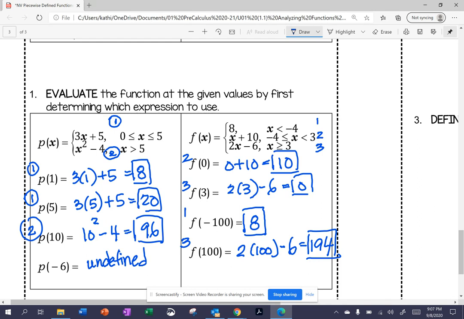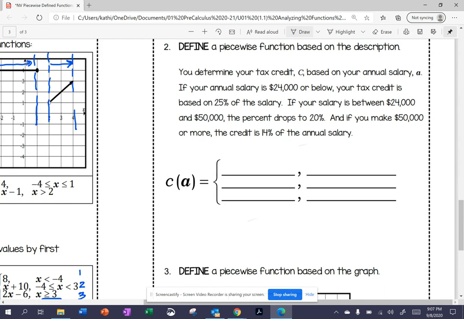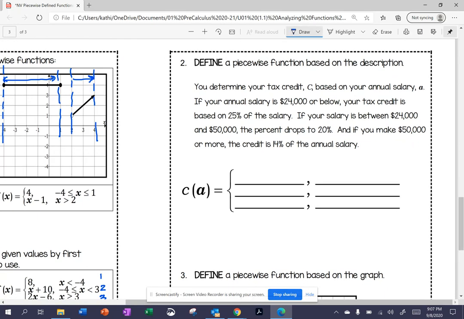Okay, let's try a word problem. This time I have a word problem and I want to define the equations and the intervals based on the information. You determine your tax credit C based on your annual salary A. If your annual salary is $24,000 or below, your tax credit is based on 25% of the salary. If your salary is between $24,000 and $50,000, the percent drops to 20%. And if you make more than $50,000, the credit is 14% of the annual salary.